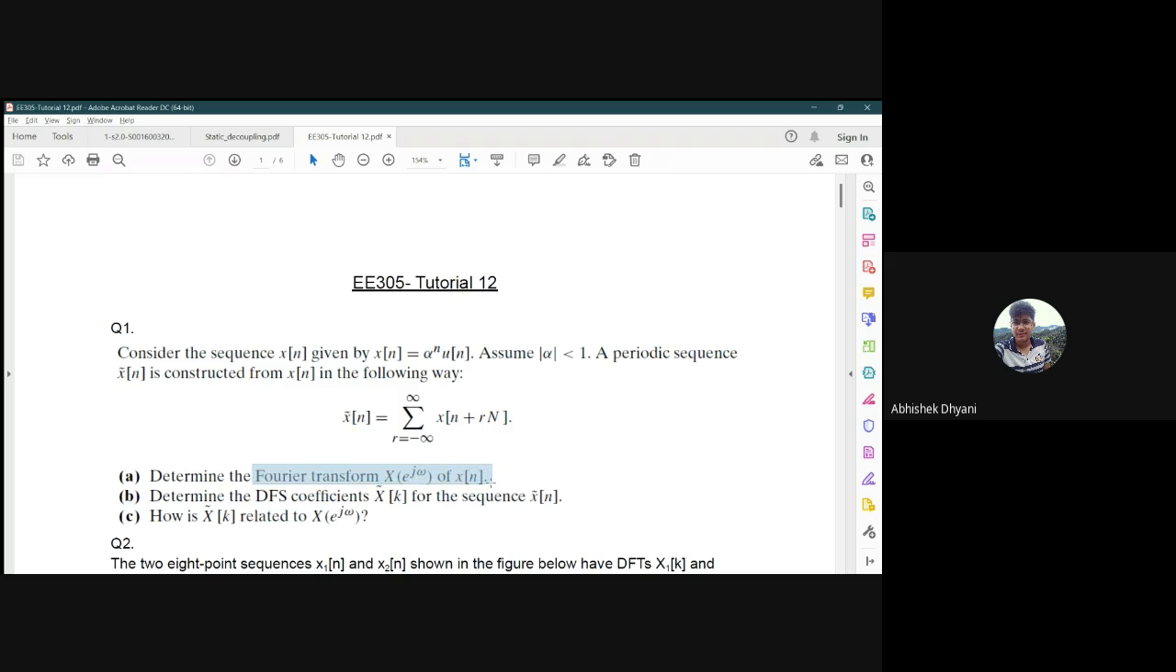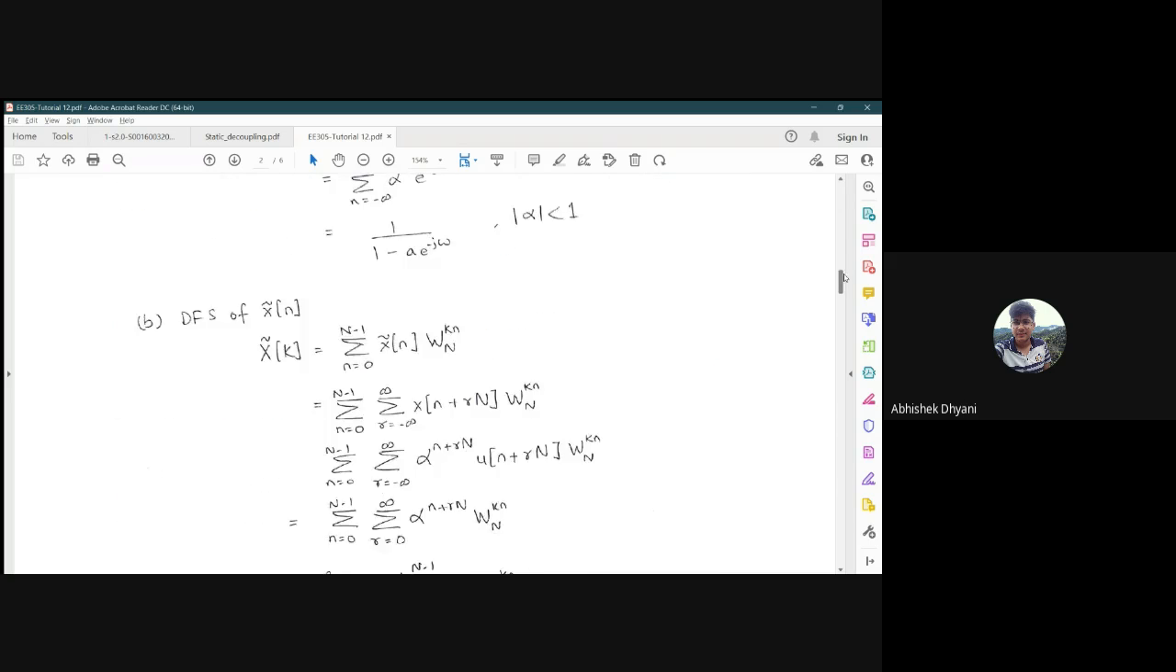So the first part is we simply have to find out the DTFT, X of e raised to the power j omega, of x of n. And then in the second part, we have to determine the discrete Fourier series coefficients, that is this capital X tilde k, for the sequence x tilde n. So let's first do the first two parts, and okay, let's look at the third part also. The third part says that we have to find out the relation between the two. So we have to find out the DTFT, the discrete Fourier series coefficients, and then we have to relate both of them. Okay, so let's look at the solution.